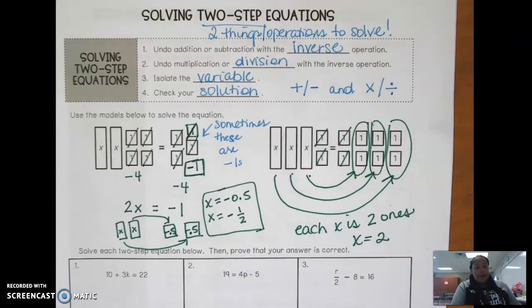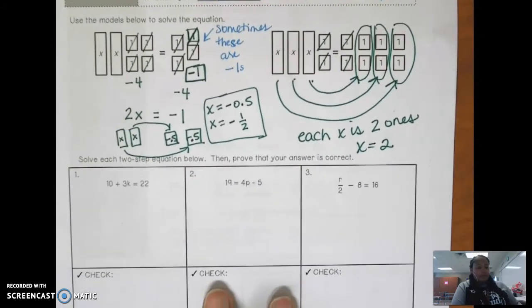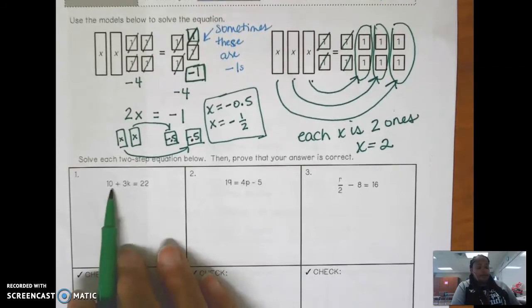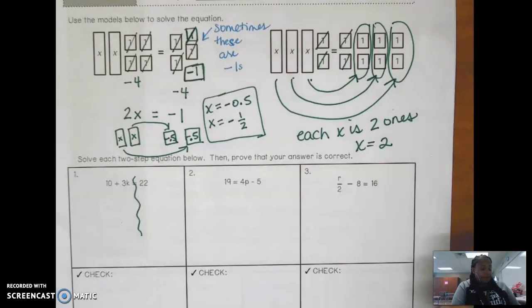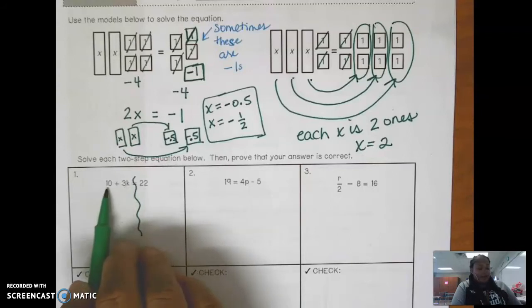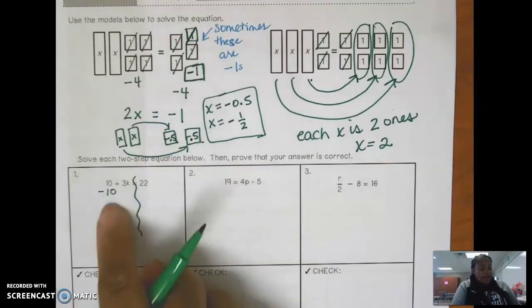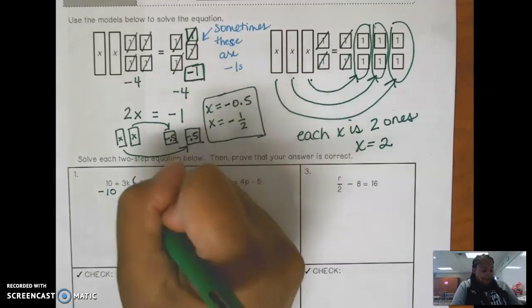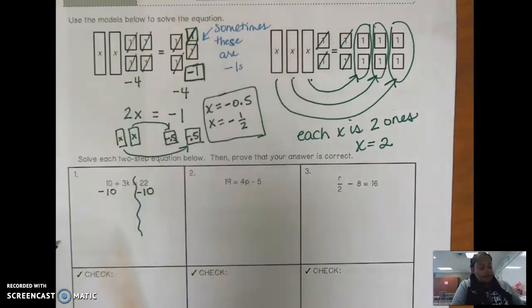Now, to do it the arithmetic way, I'm going to do what we discussed in class the other day. So I'm going to draw a river through my equal sign. And then the 3 is attached to the k, so I have to get rid of the 3 last, and I have to get rid of the 10 first. This 10 is a positive 10, so I'm going to do the opposite, which is negative 10. And if I do it to the left, I have to do it to the right. Negative 10. Notice I don't write a negative 10 here.